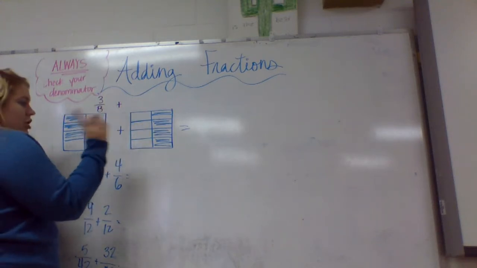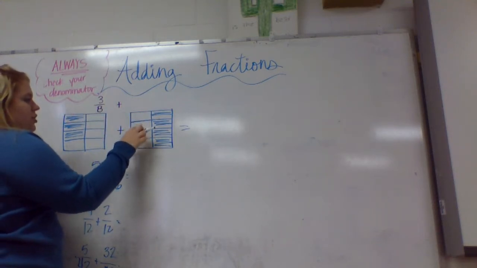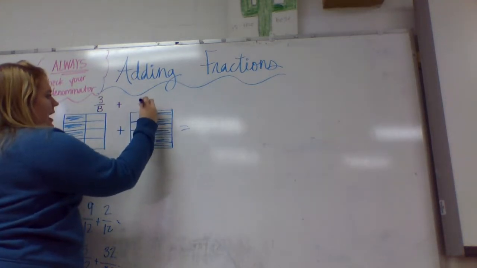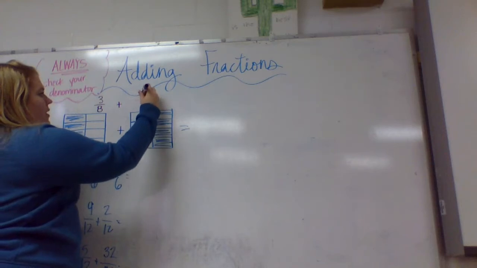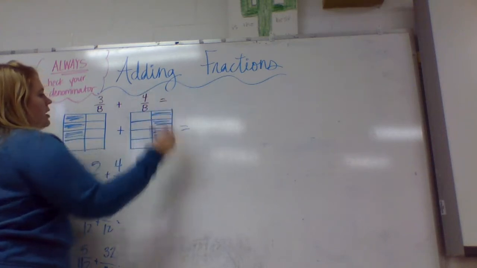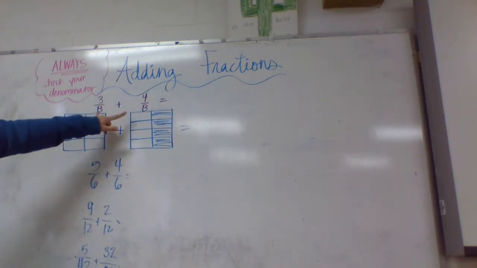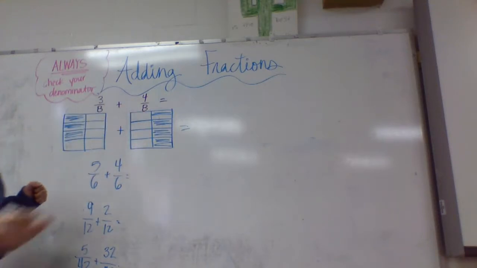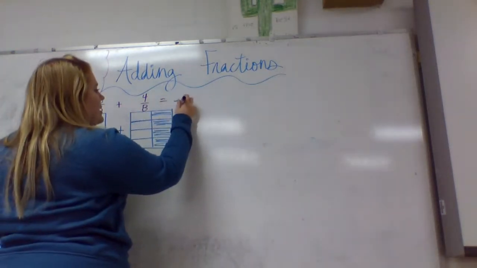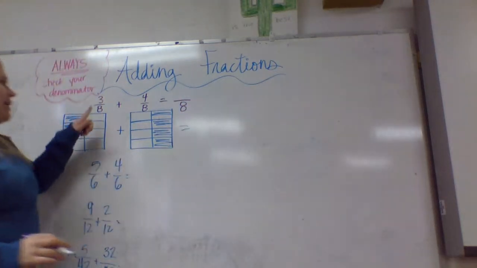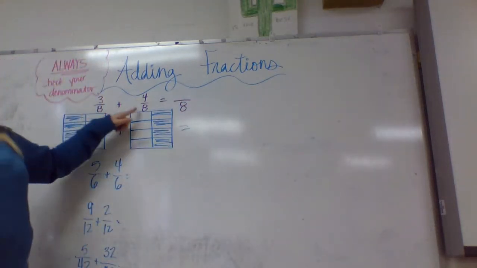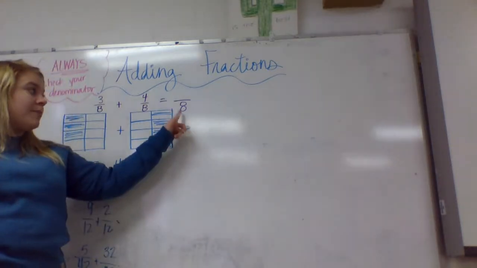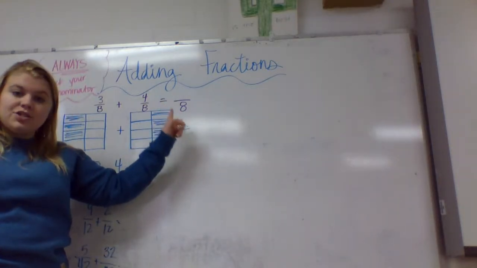This model, make sure that my denominator is 8s. 1, 2, 3, 4, 5, 6, 7, 8. It is. And I have 1, 2, 3, 4 of them. So now, I need to make sure, are my denominators the same? 8s and 8s, they are. Here's where some people mess up. They want to add the denominators. They want to say 8s plus 8s, my new denominator is 16ths. It's not. Your denominator does not change.